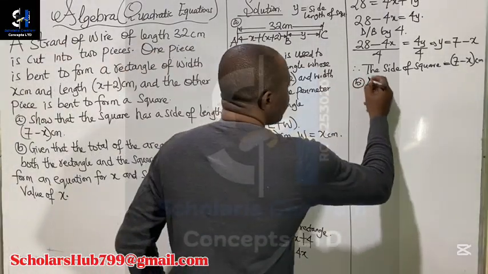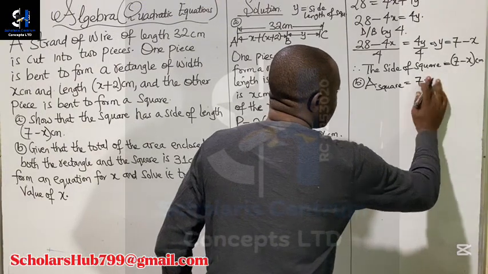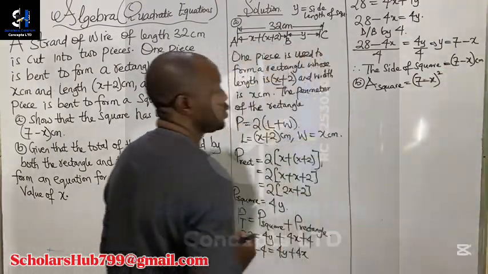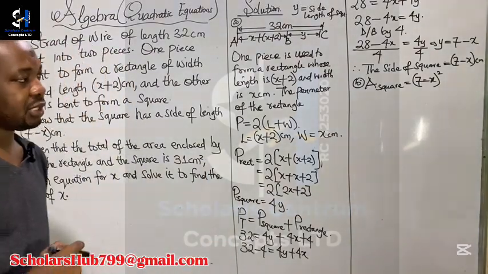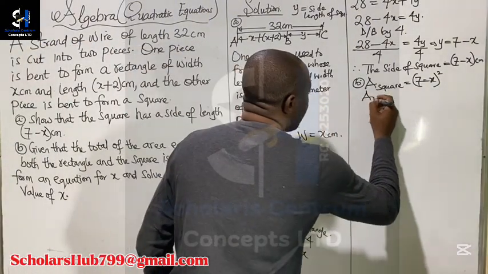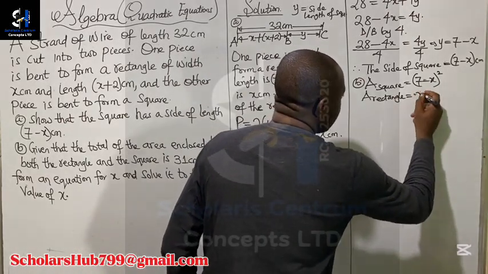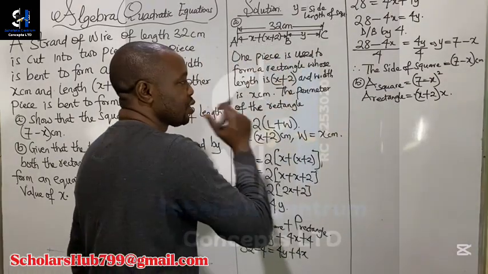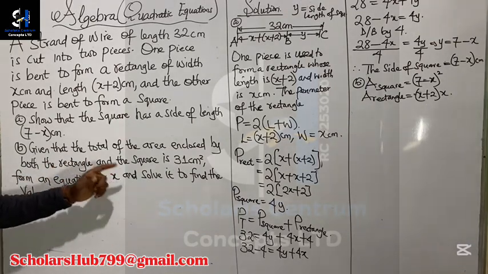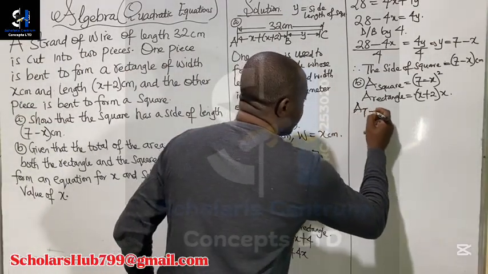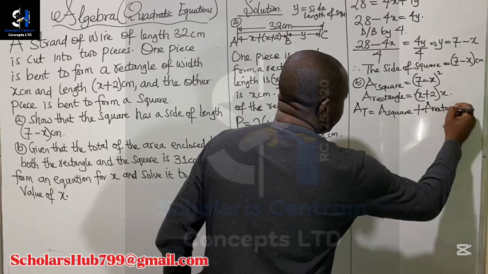Now, which means the area of the square will be the square of 7 minus x, because we multiply the side length by itself, and that will give us the area of the square. Now the area of rectangle will be the length multiplied by the width. We are going to add these two together, because we are given that the total of the area enclosed by both the rectangle and the square is 31. So the total area equals area of square plus area of rectangle.